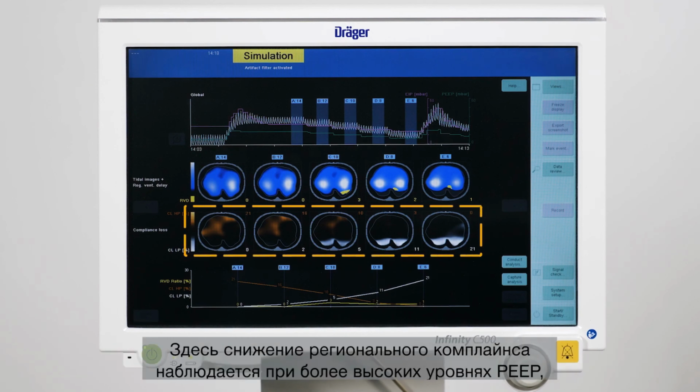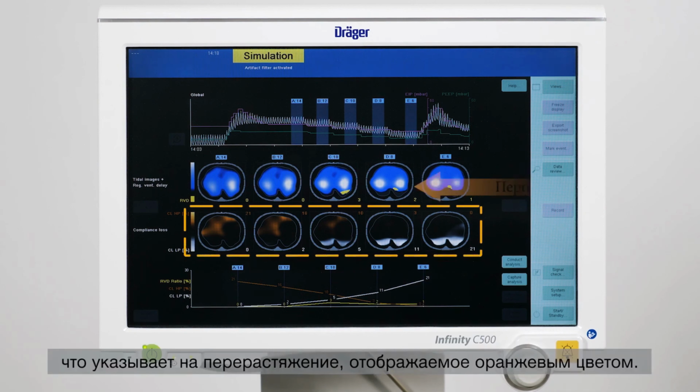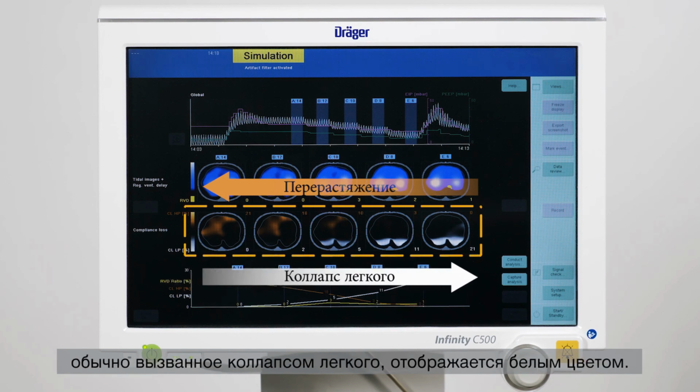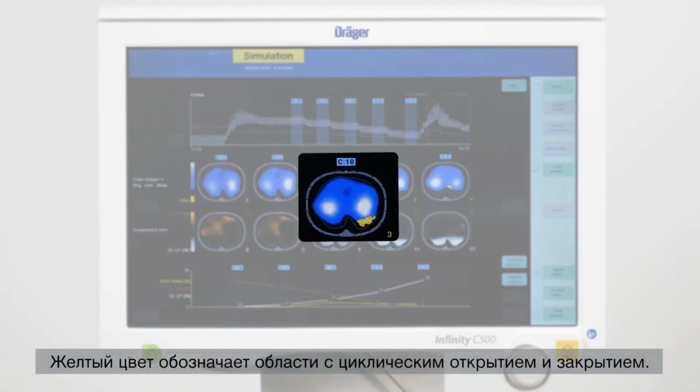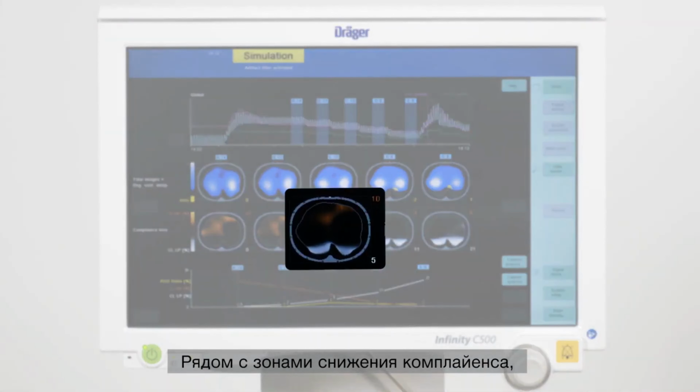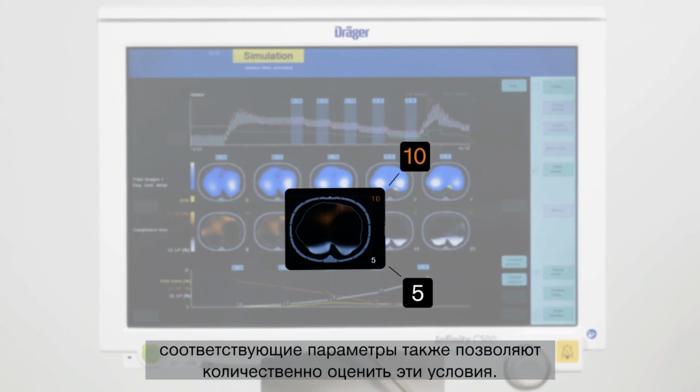Here, the loss of regional compliance towards higher PEEP levels, which indicates overdistension, is displayed in orange color. In contrast, the loss of compliance towards lower PEEP levels, typically caused by lung collapse, is displayed in white color. The yellow color indicates regions with cyclic opening and closing. Next to the maps of compliance loss, the associated parameters also allow a quantification of those conditions.